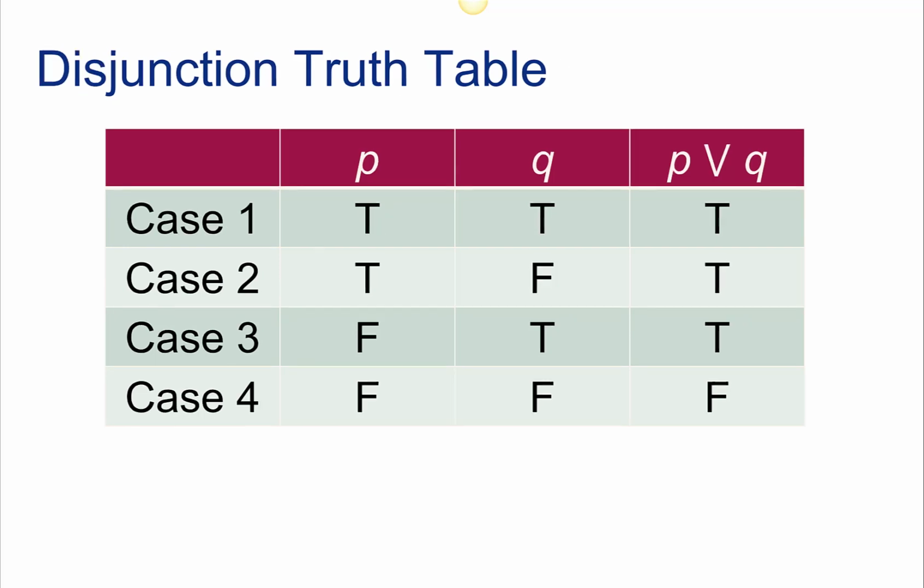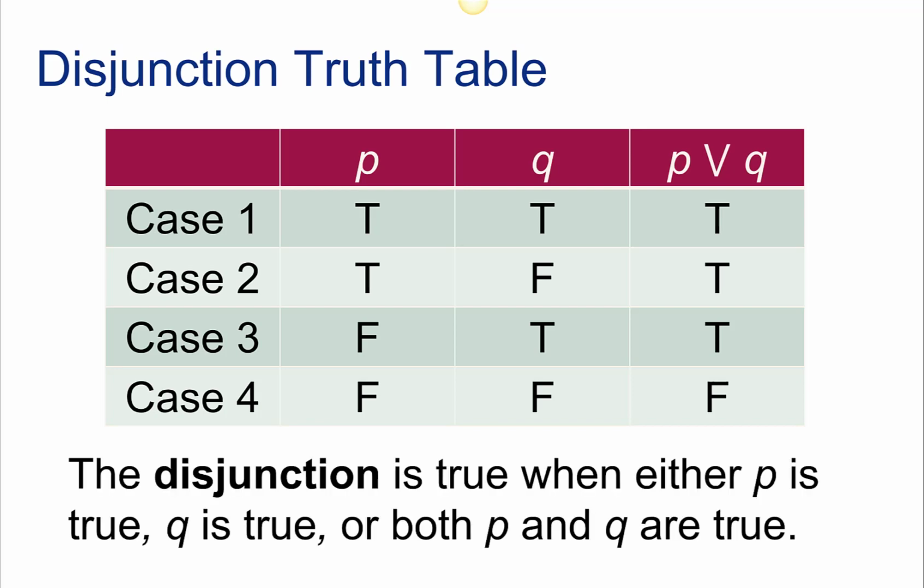The disjunction truth table, the connective word here is or, and in this case, the disjunction will be true when at least one of the simple statements is true, which occurs in cases 1, 2, and 3. The only time the disjunction is false is when both simple statements are false.